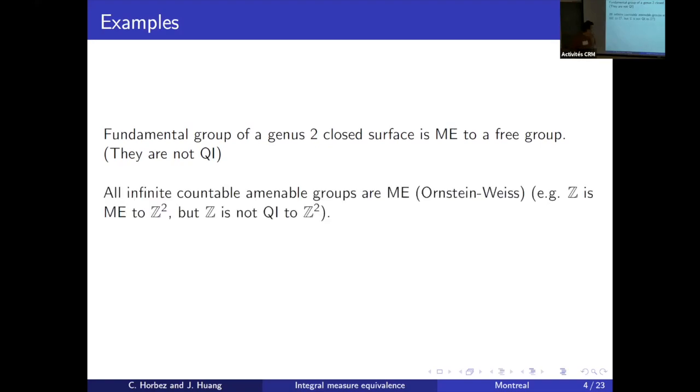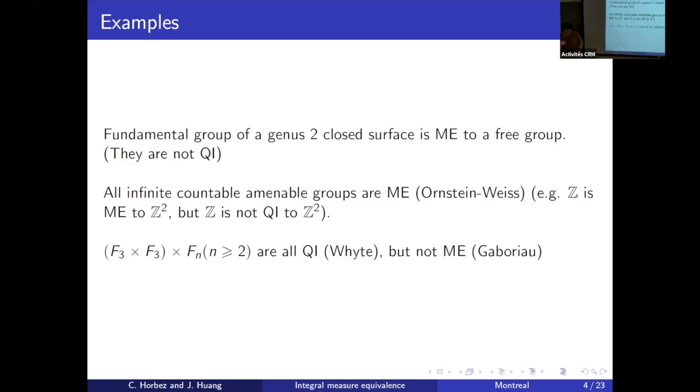Another thing is that measure equivalence turns out to be sort of useless for studying amenable groups, because all infinite countable amenable groups are measure equivalent to each other. In particular, Z is measure equivalent to Z^2, but clearly these two groups are not quasi-isometric. So looking at amenable groups motivates us to throw out the idea that there is a simple relation between these two concepts.